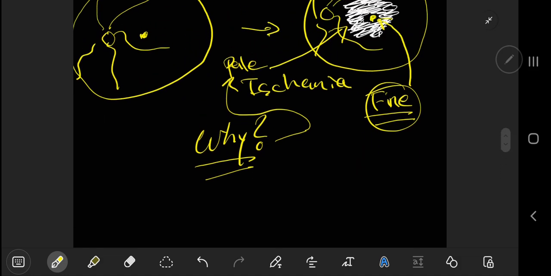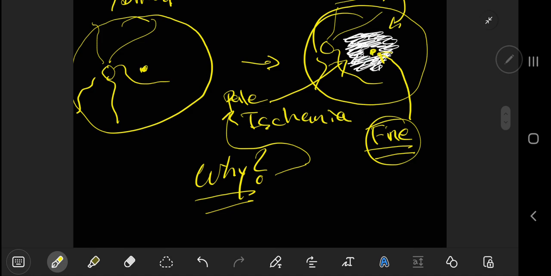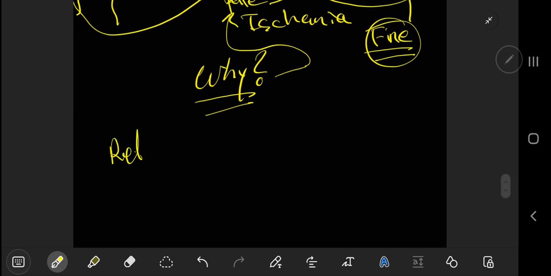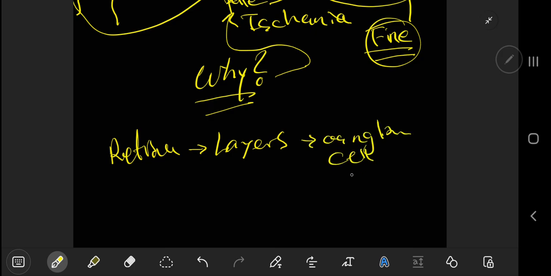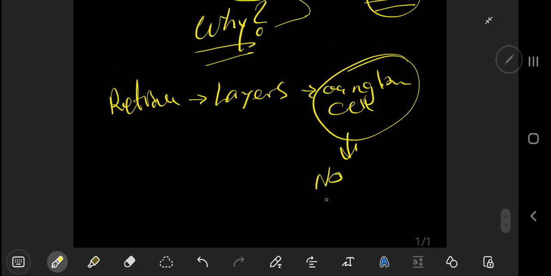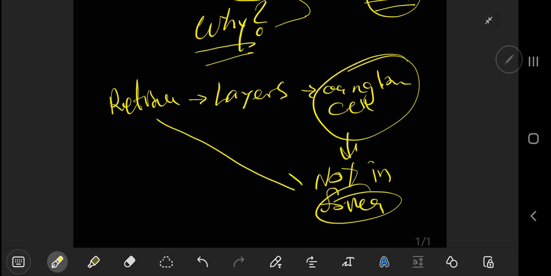The answer is in how the retina and the fovea differ in their construction. When we're talking about the normal retina, there are layers, right? One of the layers, for example, is the ganglion cell layer. There are more layers, but what I want to tell you is that there are layers of the retina that are not in the fovea. Because of this, we can see a different blood supply to each of them.